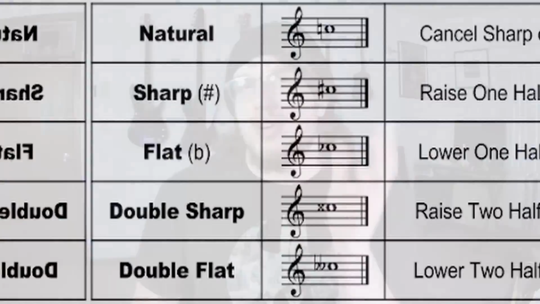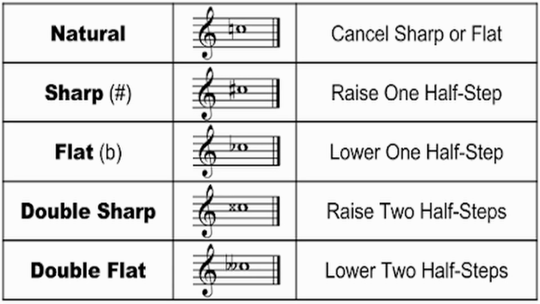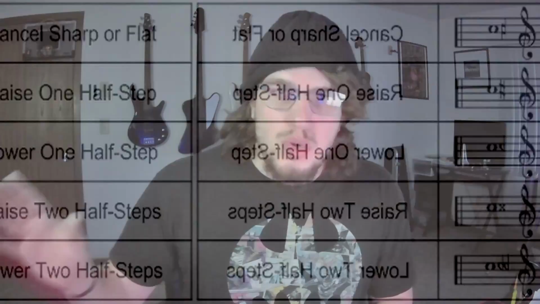Now, there is such thing as a double sharp and a double flat, and just as their names might imply, they will do twice as much alteration to your note as a normal sharp or flat will do. So that's a whole step, that's a whole tone, that's 2 keys up on your piano or down on your piano, or 2 frets up on your guitar or 2 frets down on your guitar.